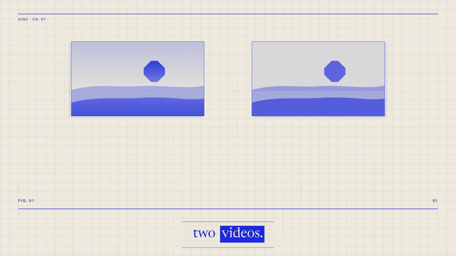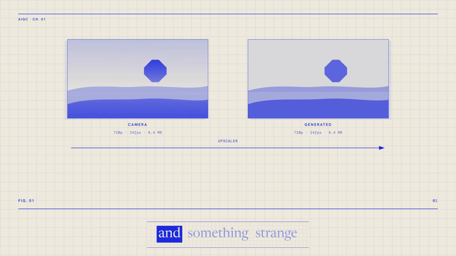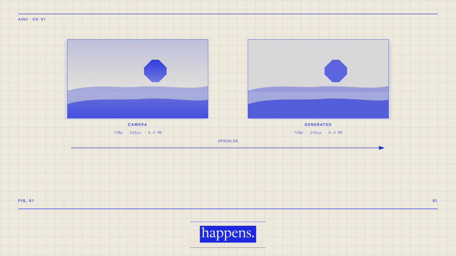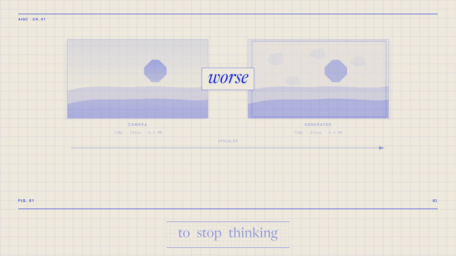Here are two videos, same resolution, same file size, both look fine. One came out of a camera, the other was generated by a model. Send them both through the same upscaler, and something strange happens. The one that was never real comes out worse. To understand why, you have to stop thinking of generated video as video.